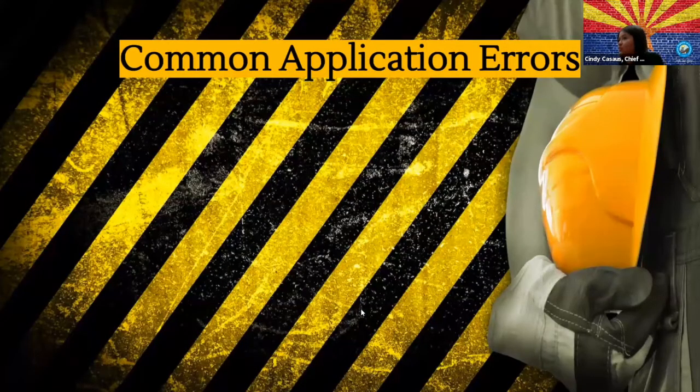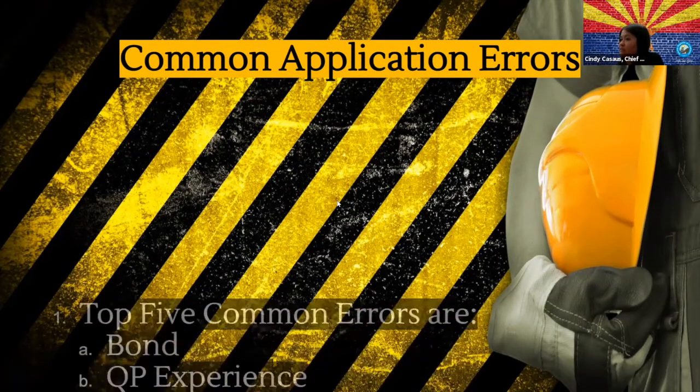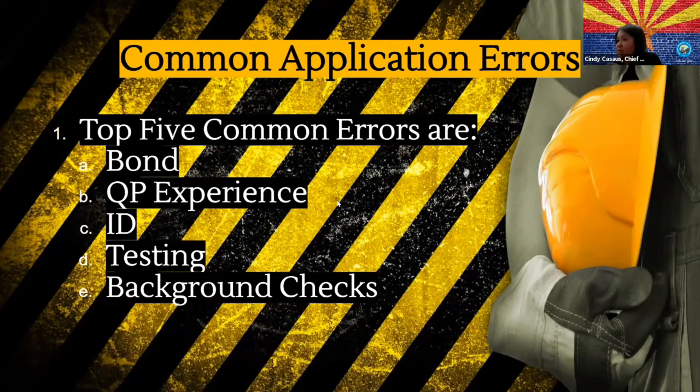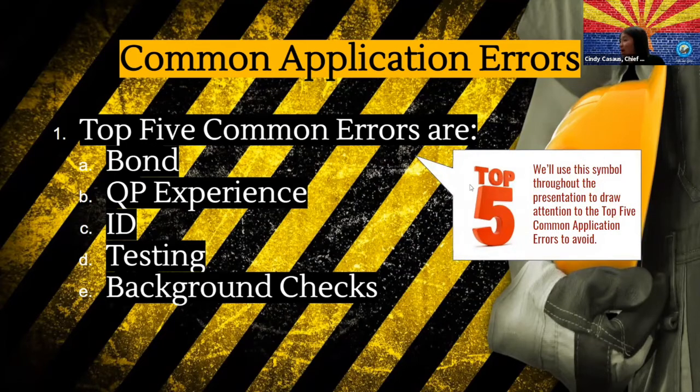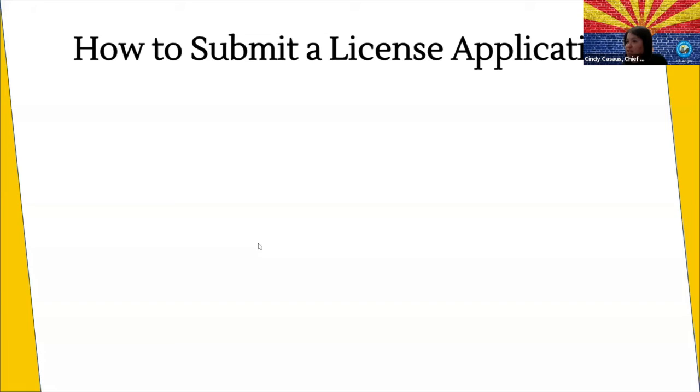So, common application errors. We'll go into this at length, but what are those? We have 5 that are very common. They have to do with bonds, qualifying party or QP experience, identification, testing, and background checks. Later in the seminar, Maggie will go into these in detail, but this is what we find our applicants get hung up on, and it can slow down the application process. So very important. And of course, we'll use this red top 5 symbol to emphasize how important those are as we go along in the seminar.